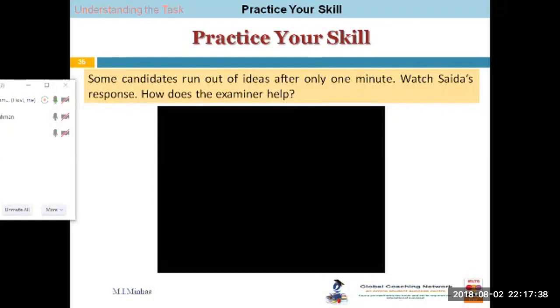Clear? Okay. So now we will watch a video in which the examiner will help Saida. Saida is a candidate, and I want you guys to tell me how the examiner helped. Okay? So I'm playing it now.